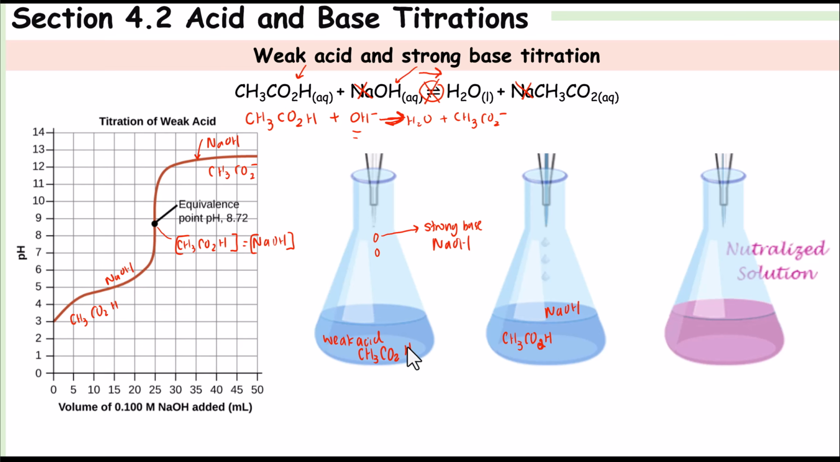So you can already tell in this flask, in the very beginning, this would represent this corner over here, corner number 1. So I'm going to represent that as corner number 1. Corner number 2 is somewhere, say, around here. It's not exactly a corner, but there we go. And this point is your equivalence point.